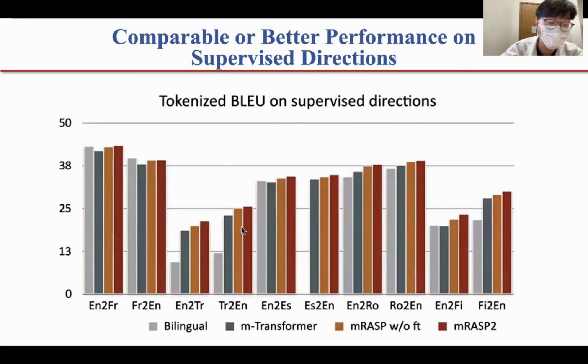The next is the experimental results. The first is the supervised direction. The red bar is the result of mRASP2, and we can see that mRASP2 has achieved relatively good experimental results in these 10 directions.